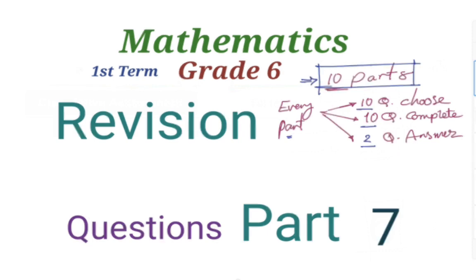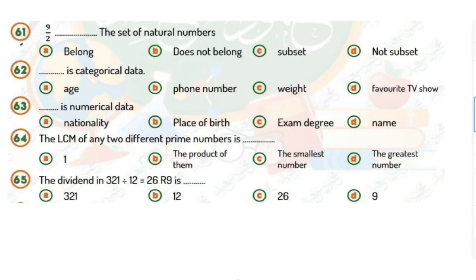Let's start. Question 61. 9 over 2 is what? The set of natural numbers. We know the set of natural numbers starts with what? 0, 1, 2, 3. But this is what? This is a fraction, right? Does a fraction belong to the natural numbers? Of course not. Don't forget that this is just a number and a set.